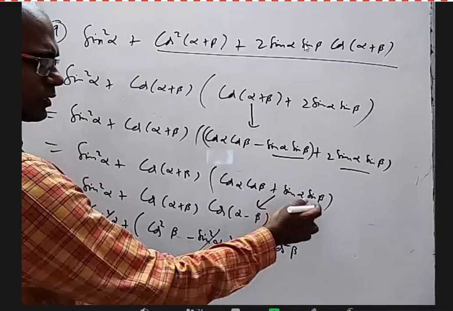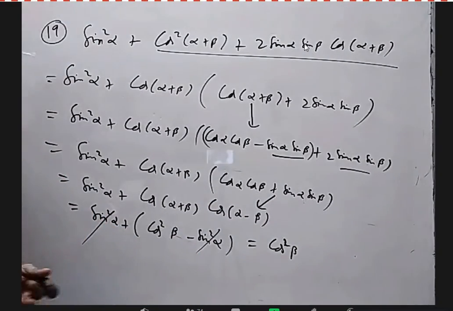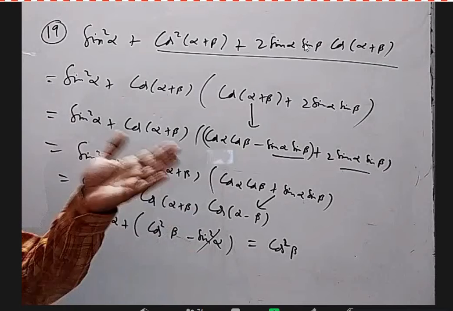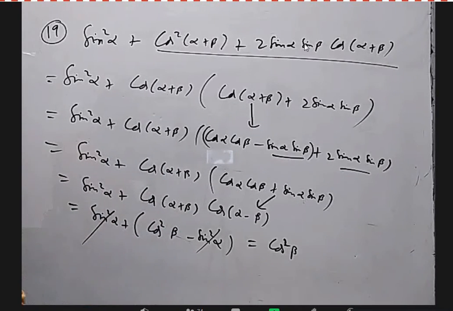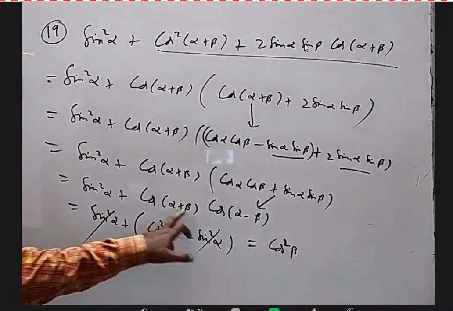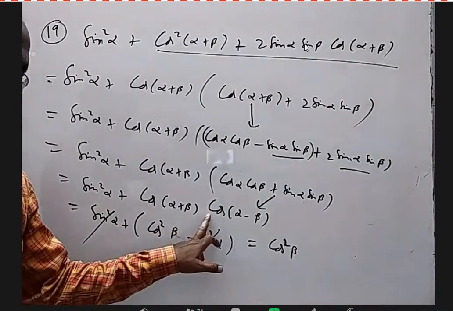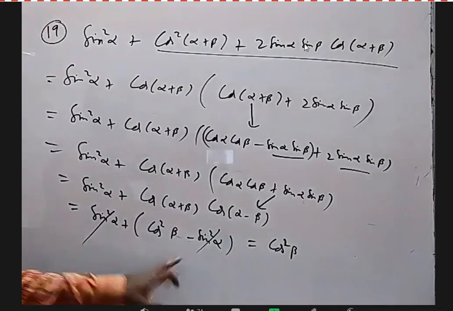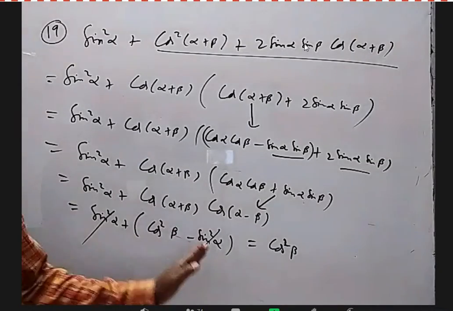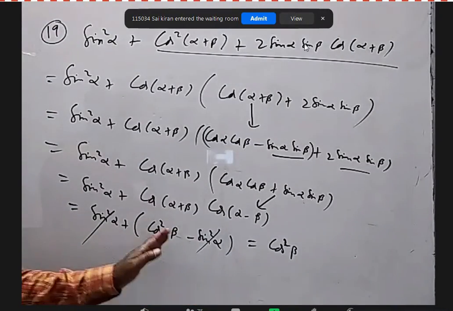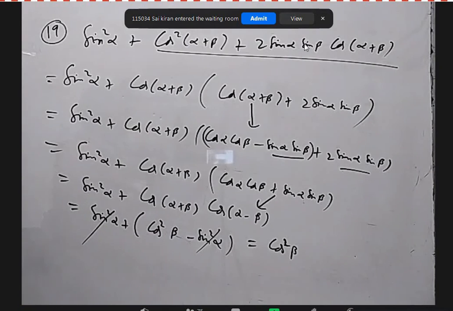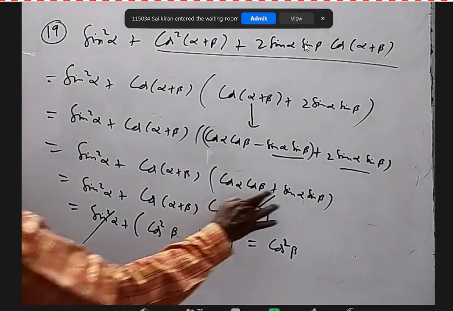Cos A cos B plus sin A sin B is cos A minus B. We derived two formulas: sin A plus B into sin A minus B is sin square A minus sin square B, or cos square B minus cos square A. We also derived this, the product cos A plus B into cos A minus B. This is a formula: cos square A minus sin square B, or cos square B minus sin square A. That formula I used from here to here. Okay, sir. Anybody still any doubt?